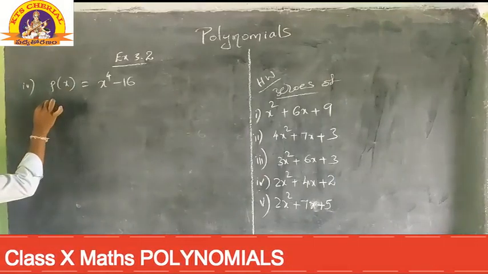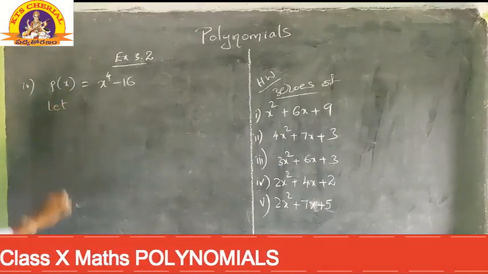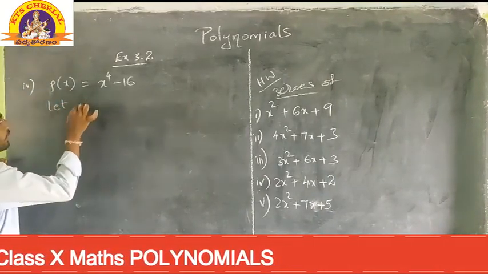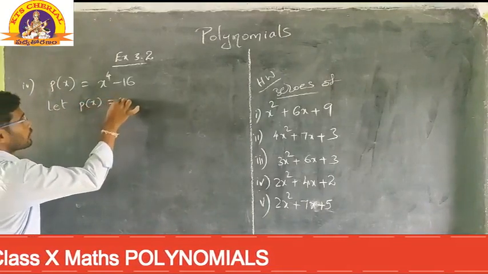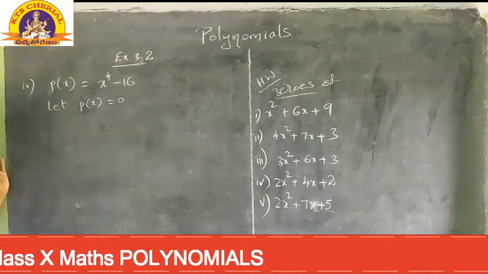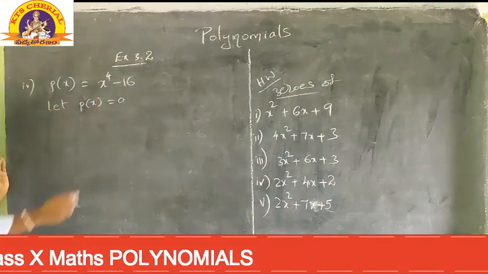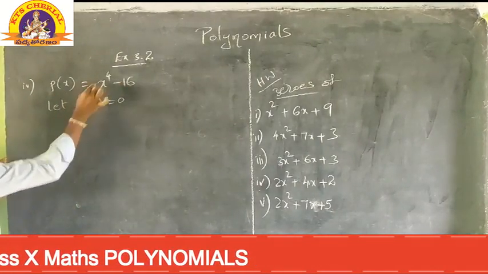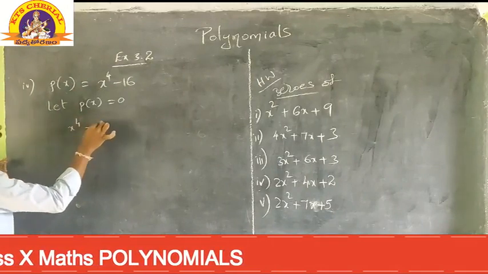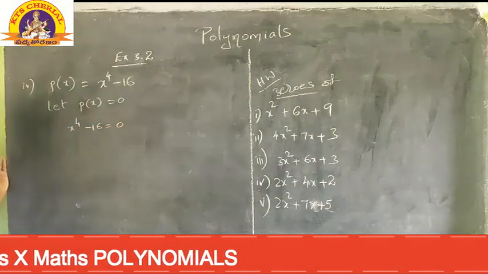We will find out. Whenever you are asked to find the zeros, what do you do? Always assume, let p of x equals 0. I already told you this condition. So p of x means x to the power of 4 minus 16 equals 0.